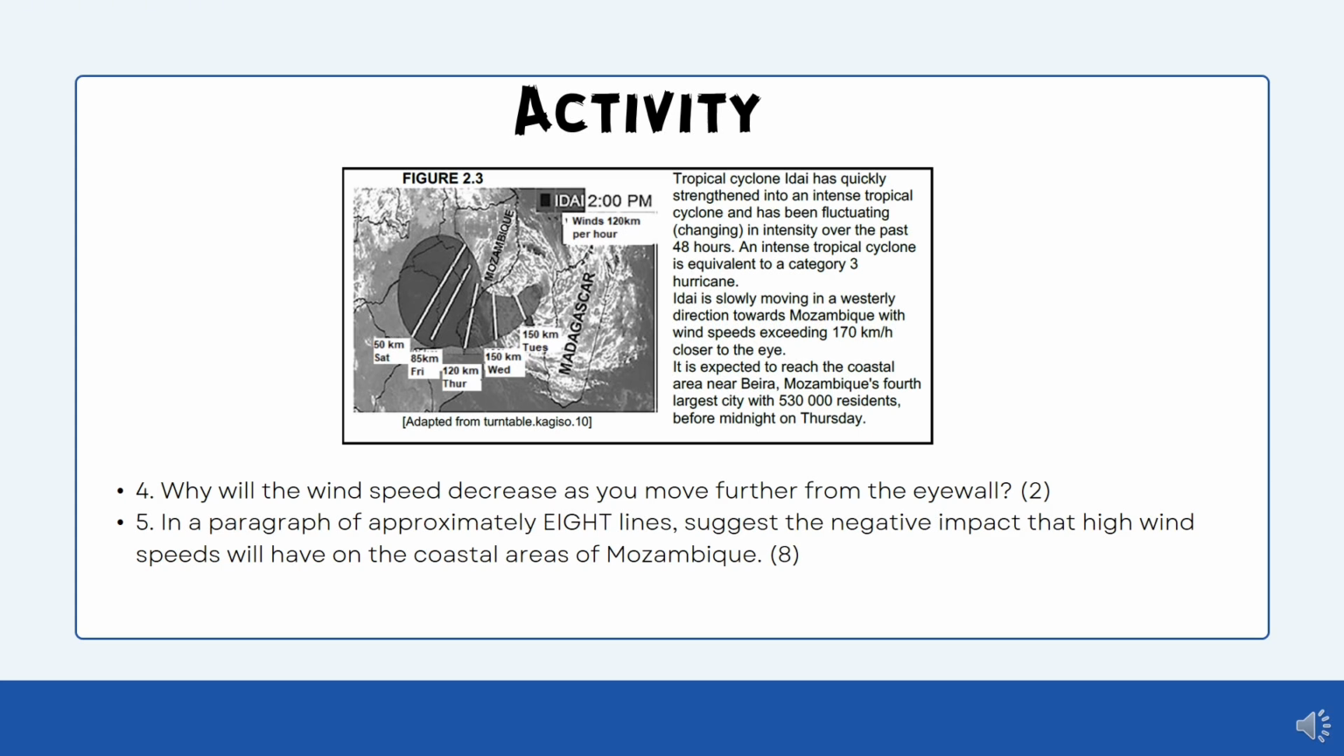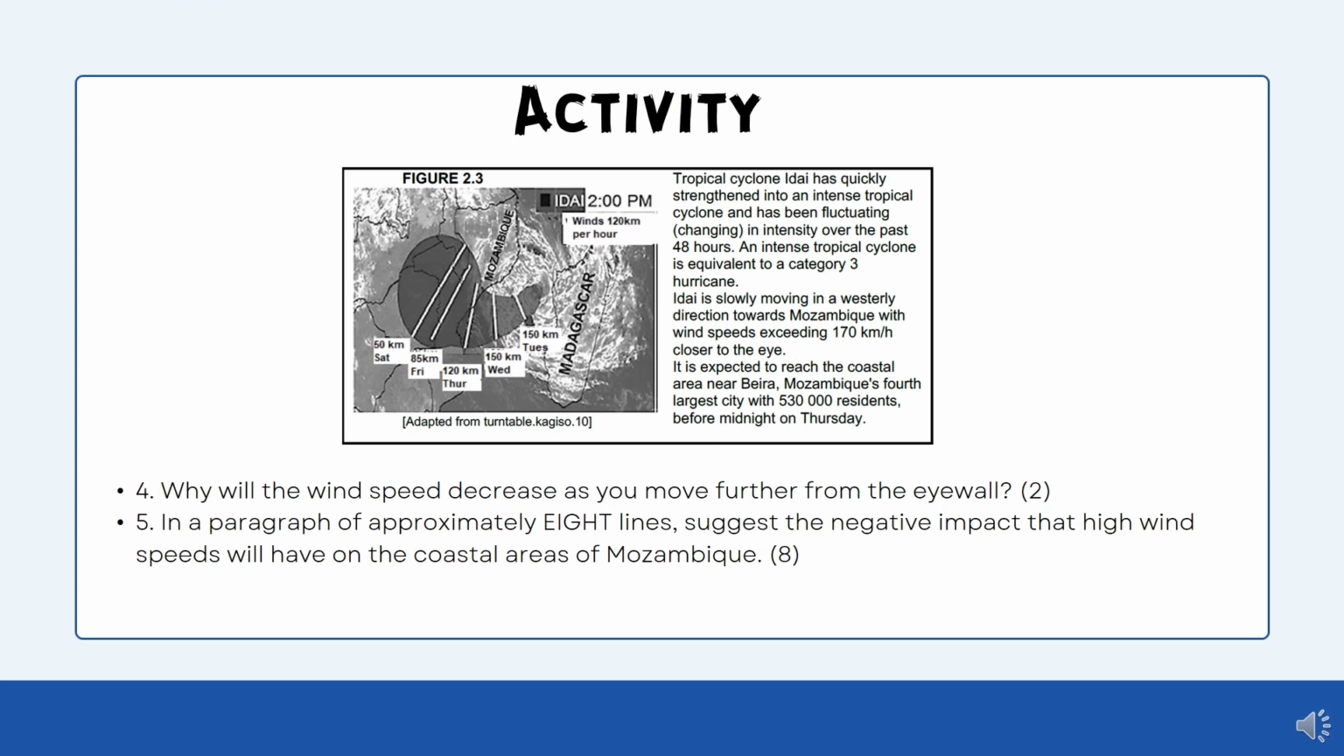Okay, so the question says, why will the wind speed decrease as you move further from the eye wall? And this is mainly because as you move away from the eye wall, the pressure gradient decreases. So that will also then result in a decrease in the wind speed.